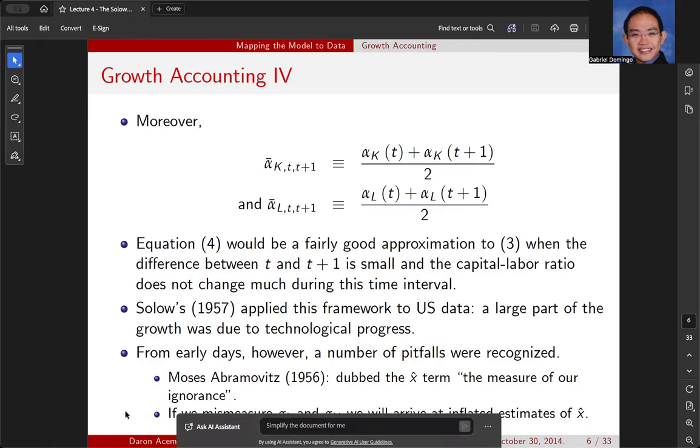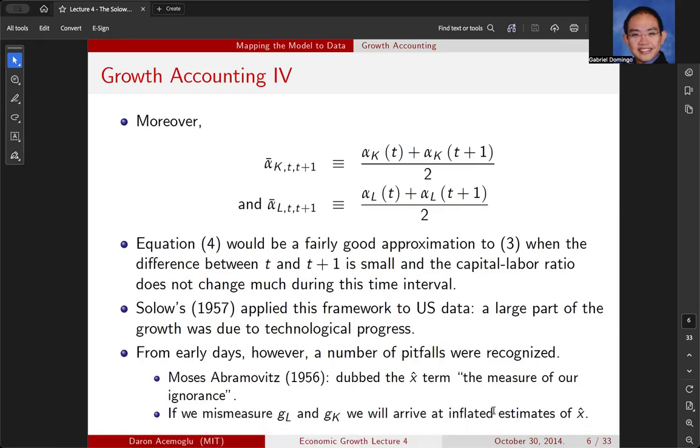The last bullet, I should say. Can't remove this thing. There. If we mismeasure G_L and G_K, and the next slide will tell us what kind of mismeasurement might be at play here, we will arrive at inflated estimates of X hat. We'll see how in a moment.